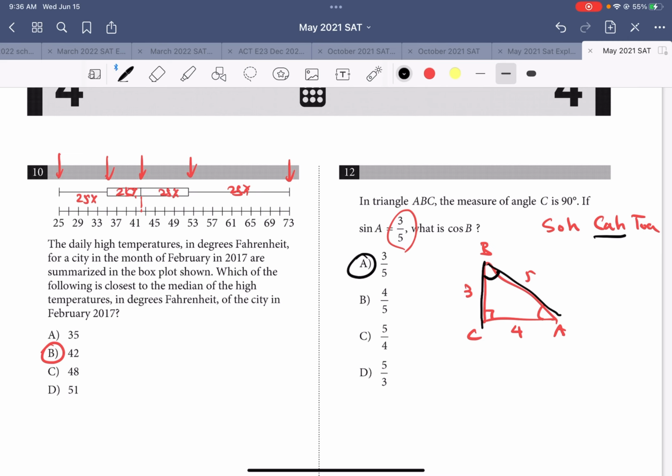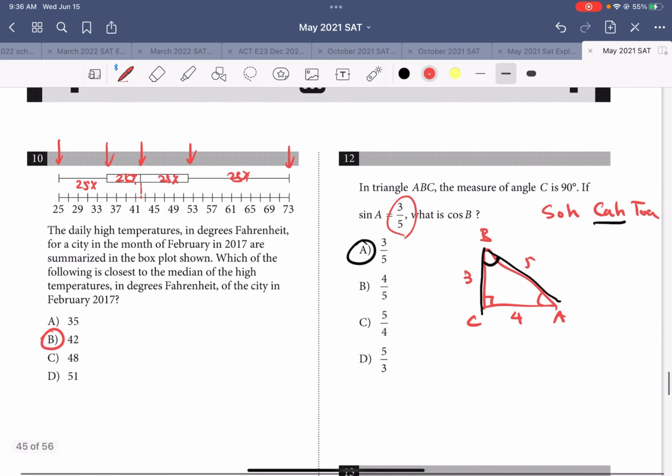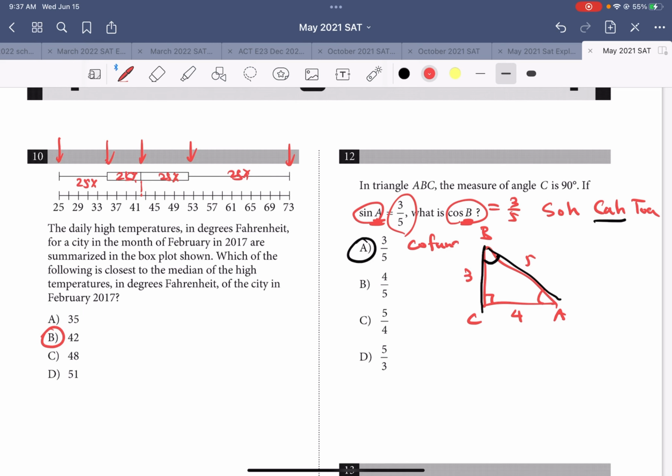The answer is A. Or if you notice, angle A and angle B are complementary. So as long as A and B add up to 90 degrees, cosine B and sine A should be the same value. So that's the other way you can do it. So you can get the answer quickly. They should be the same value. Okay, we call that a cofunction. As long as the two angles are complementary, adding up to 90, the sine and cosine values should be the same.